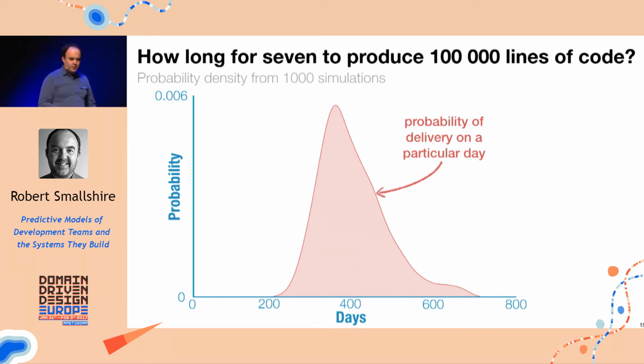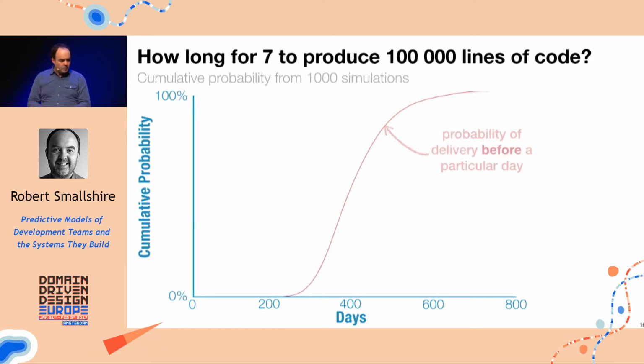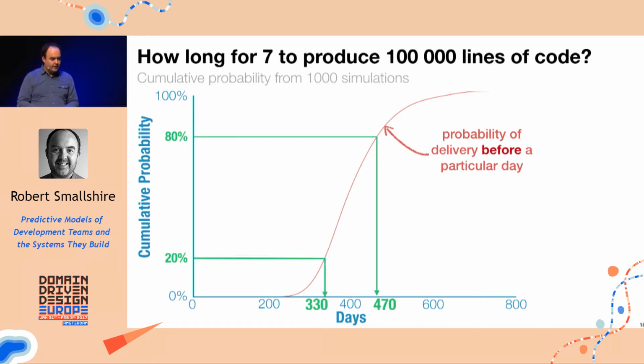Of course, when you have these kind of simulations, you can begin to ask other interesting questions. Well, how long does it take for 7 people to produce 100,000 lines of code over lots of simulations? And the distribution looks like this. This shows the probability of delivery on any particular day. So it's never less than 200 days, and it's never more than 700 days here. Again, it's more useful, although maybe less intuitive, to look at these on a cumulative distribution, which allows us to frame the question this way.